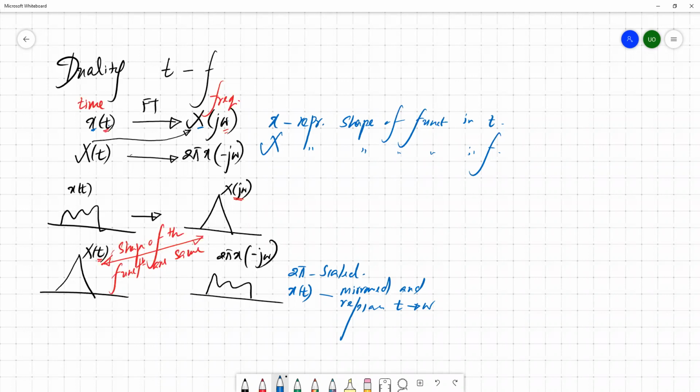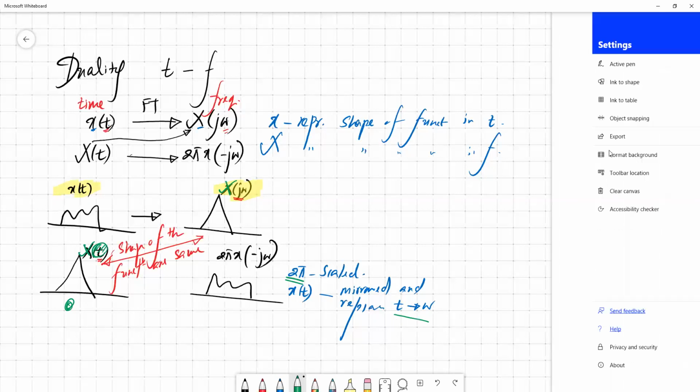If you have a function x(t) in the time domain, and you know the Fourier transform of this x(t), which is capital X(j omega), and you are given a function which has a similar shape of X in the time domain, you can easily obtain the frequency domain response of this by just scaling this x(t) by 2 pi, taking the mirror image over the y-axis, and substituting omega instead of t. Okay, so this is already proved.